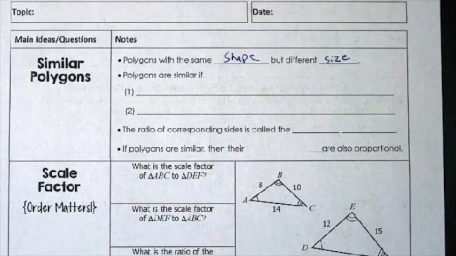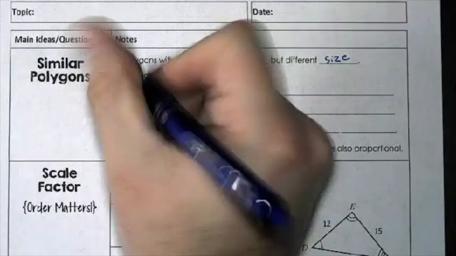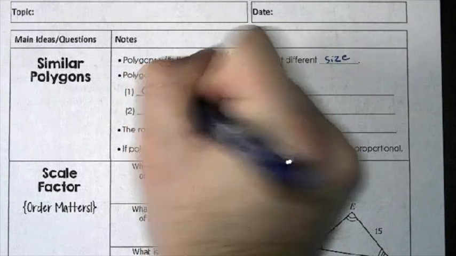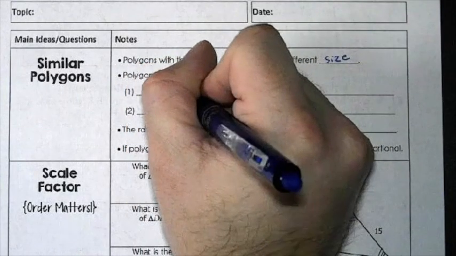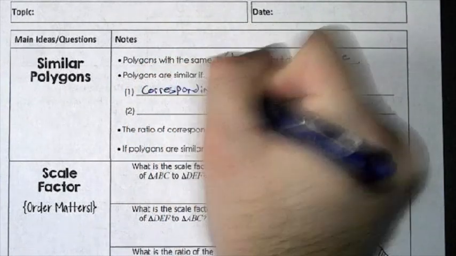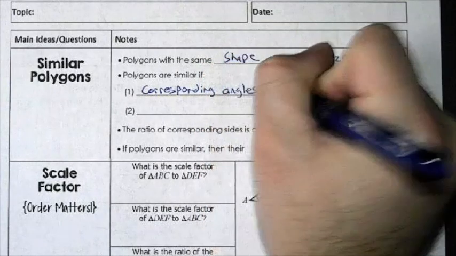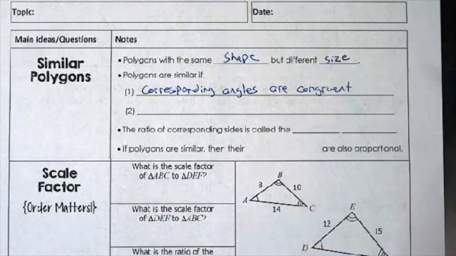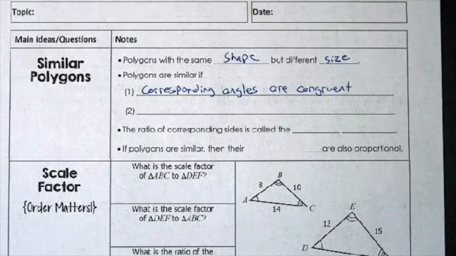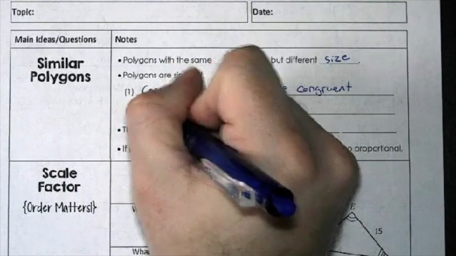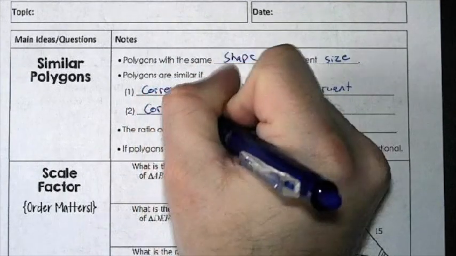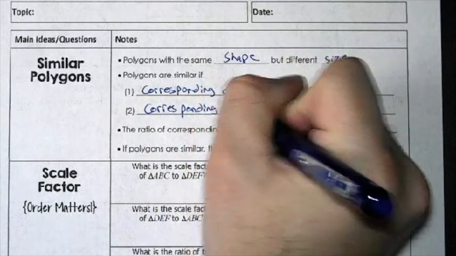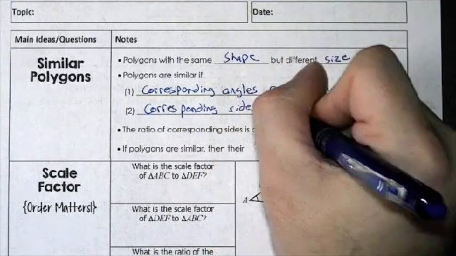There are two rules to determine if polygons are similar or not. The first rule is that corresponding angles are congruent. So the angles of one triangle are going to be congruent to all of the angles of the other triangle. The second rule is that corresponding sides are proportional.